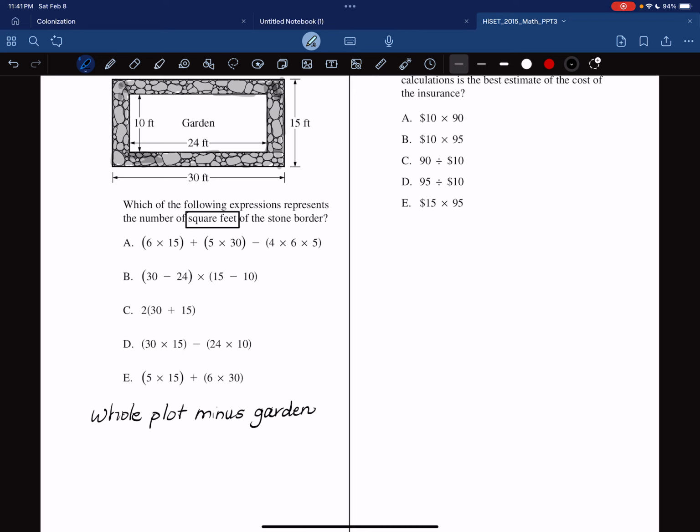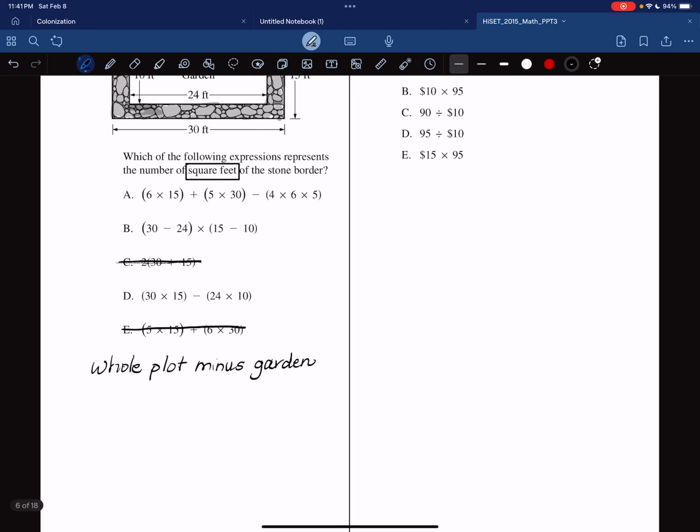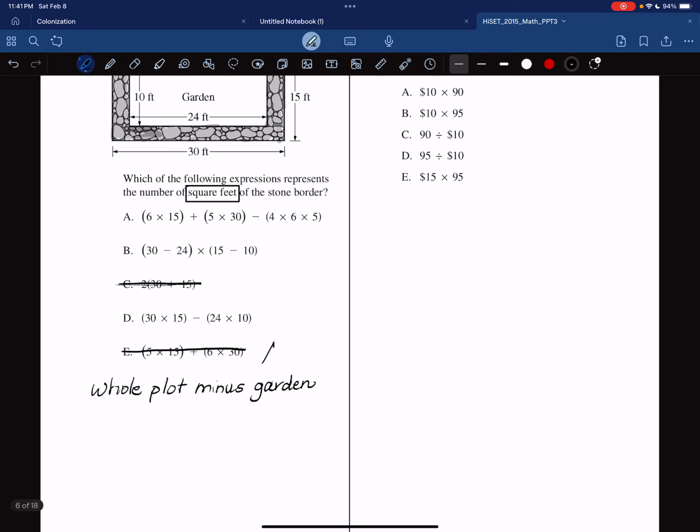I know it cannot be C and it cannot be E because those are building up. So I can eliminate C and I can eliminate E. D looks good to me, but we have subtraction in the other two. So let's take a look here. I also need to know that the area of rectangular shapes is length times width.